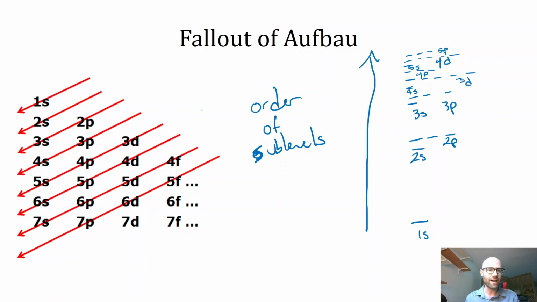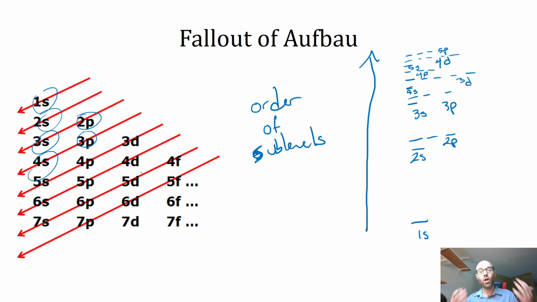The arrows here are how we count up in orbitals. So the first one to get filled is 1s, and then going down 2s, and then 2p, 3s, 3p, 4s, 3d, 4p, 5s, 4d, 5p, 6s, 4f. And it goes from there.